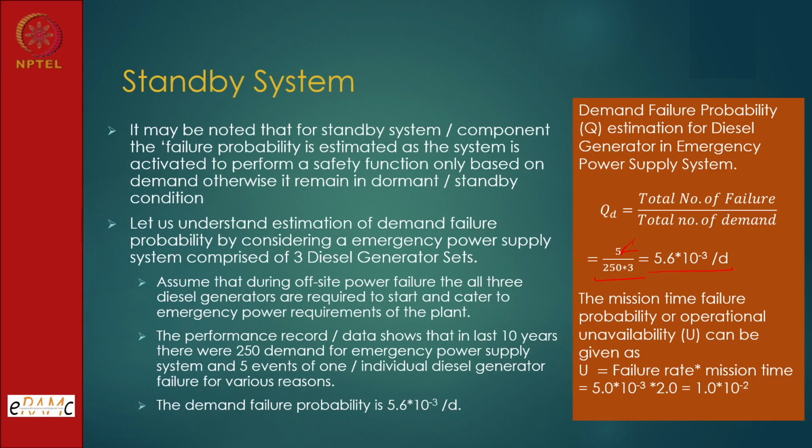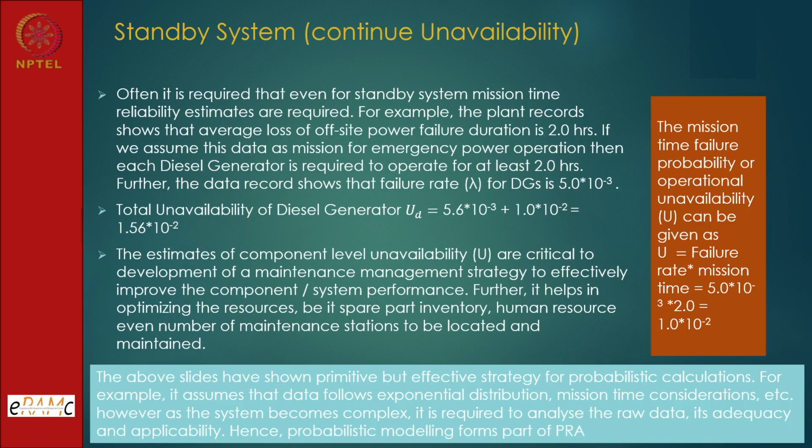Okay. So let us see. I have added here 5.6 into 10 to the minus 2, and I got an overall unavailability. You saw the demand failure probability was less, and this is higher, so the net effect is this is dominating here. Okay. Now once I have obtained this data, I can plug it into my fault tree or event tree for creating a PRA model.